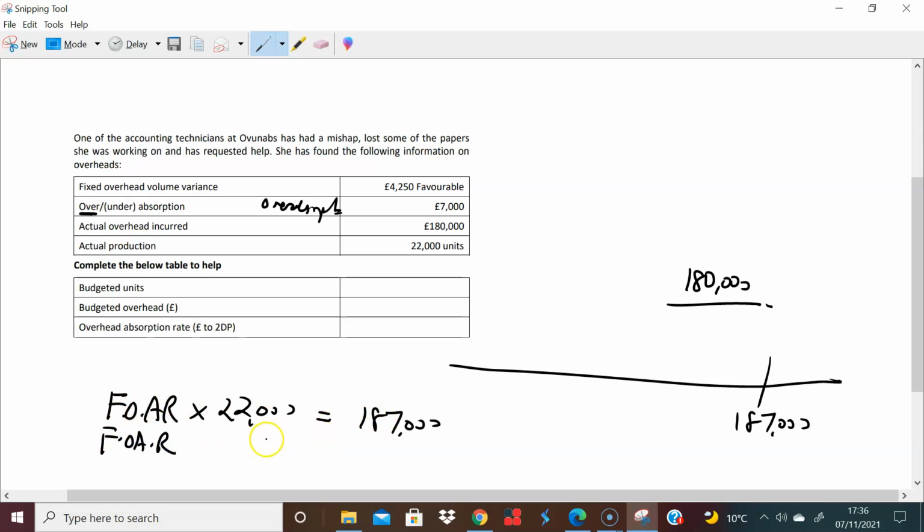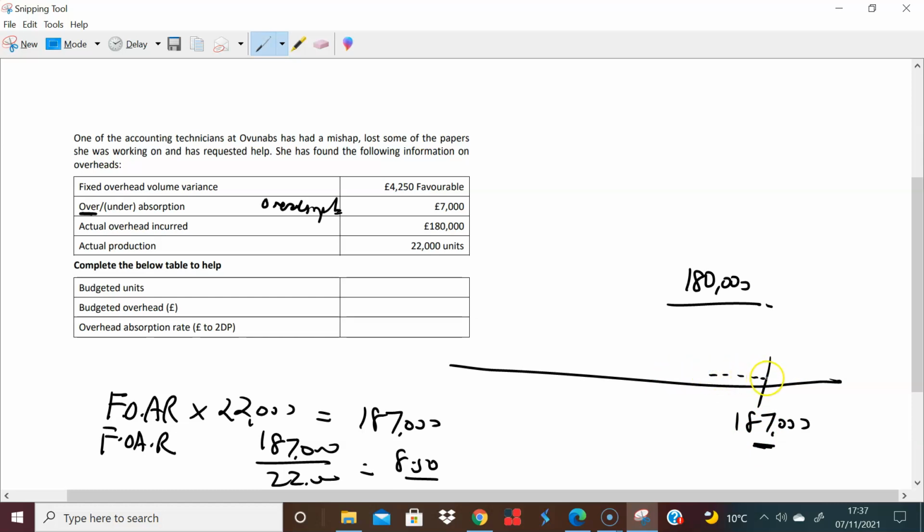This overhead absorption rate is 187,000 divided by 22,000, and that gives you £8.50. So you're currently putting in stuff at £8.50 per unit. Now, again, the point here is that it's telling you that you have a fixed overhead volume variance, and if you remember, the volume variance was us bringing down this thing to what we actually budgeted. That was the whole point.